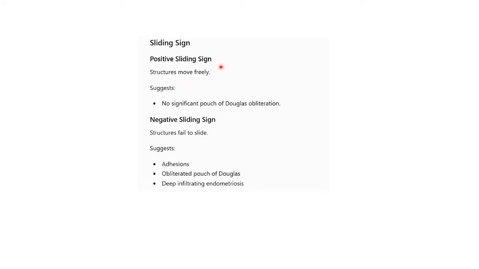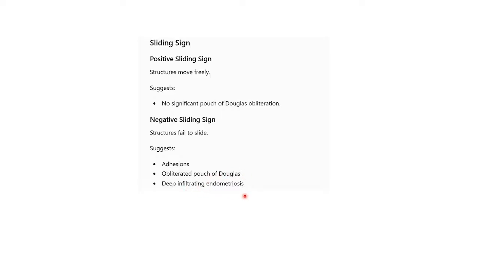So with a positive sliding sign, structures move freely. The pelvic structures, the uterus, the ovaries, have to move freely within the peritoneal space. This suggests no significant pouch of Douglas obliteration. With a negative sliding sign, structures fail to slide. This suggests adhesions, obliterated pouch of Douglas, deep infiltrating endometriosis.